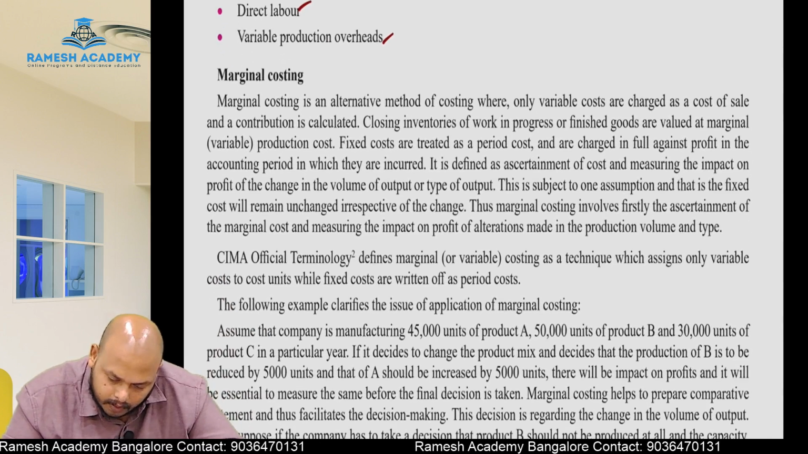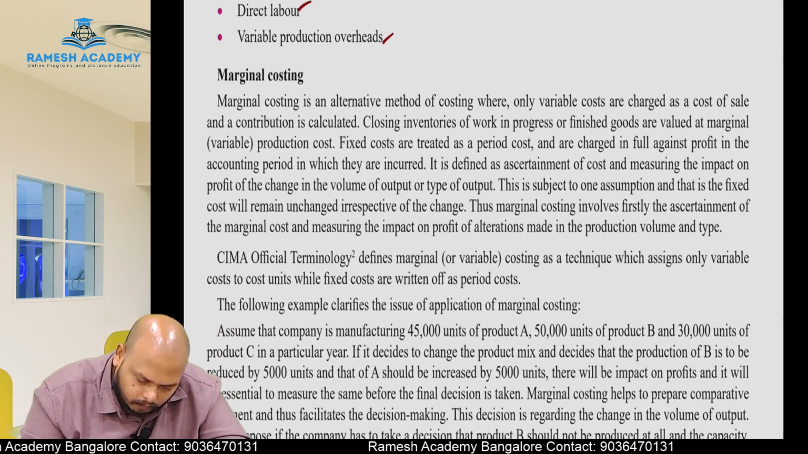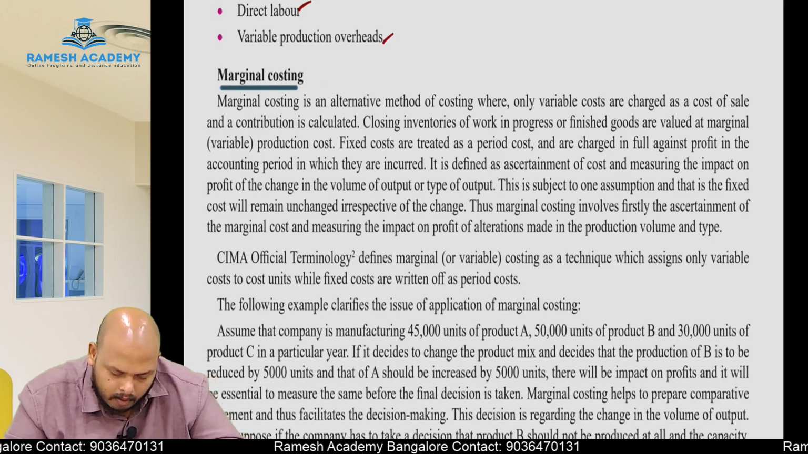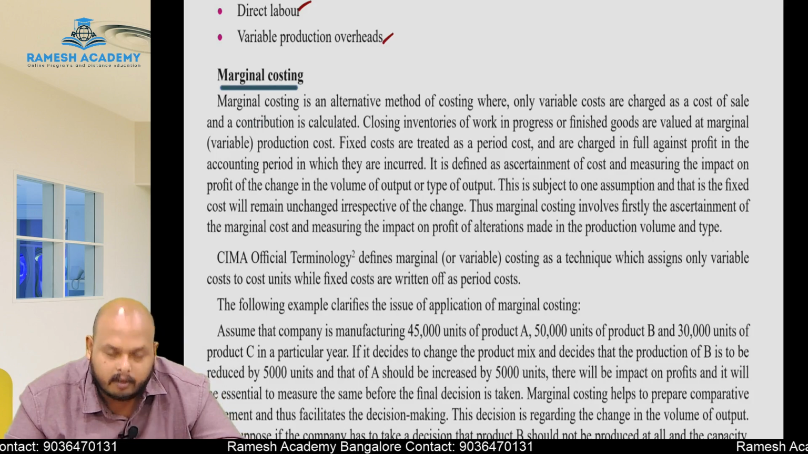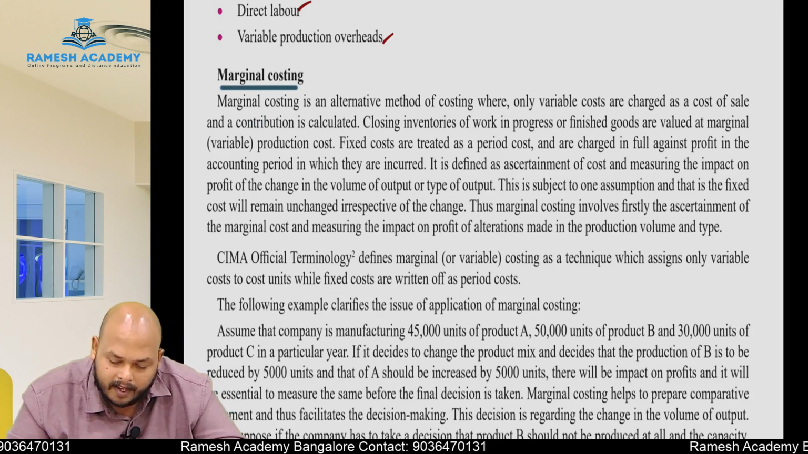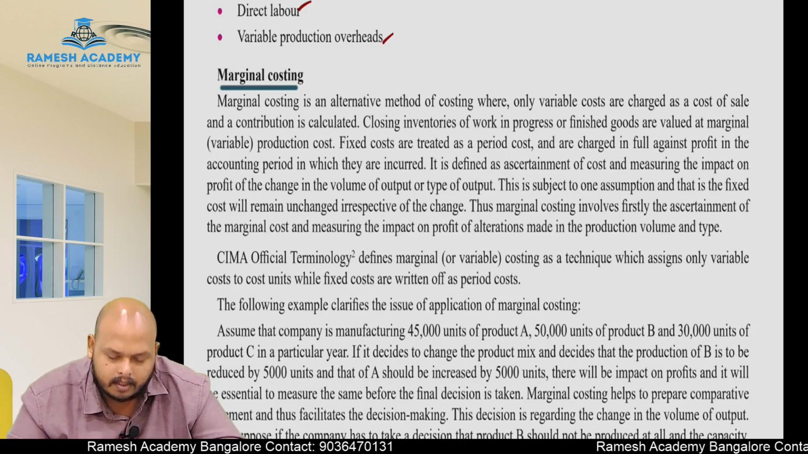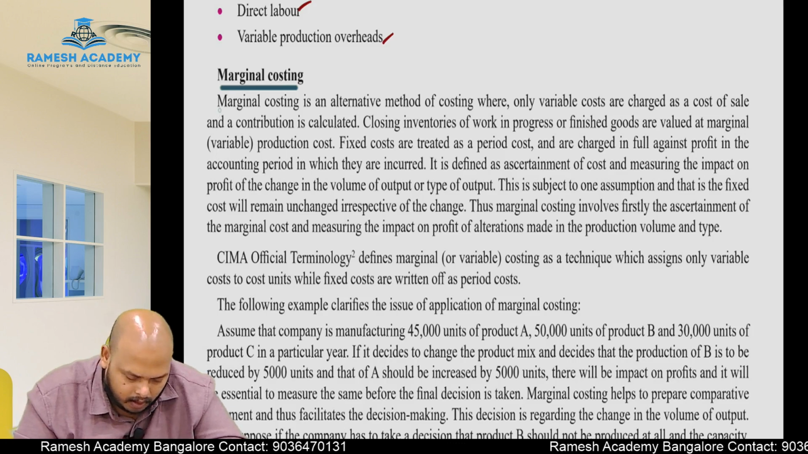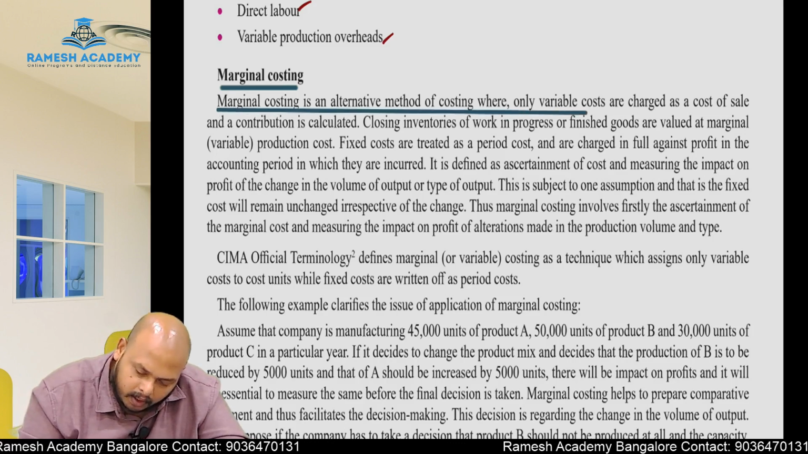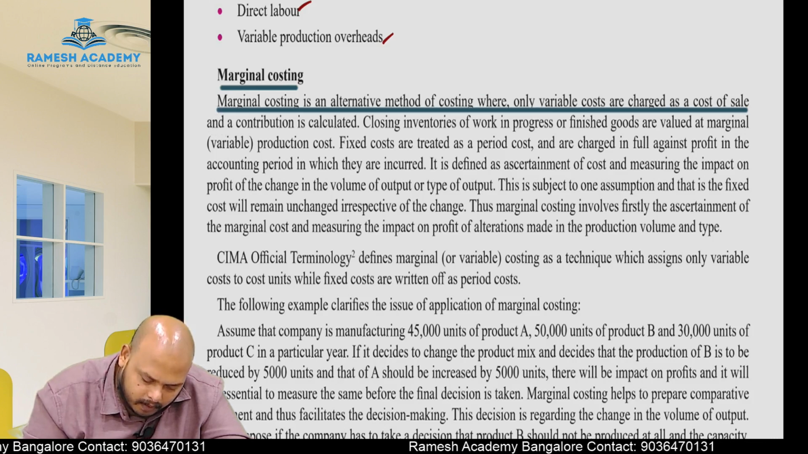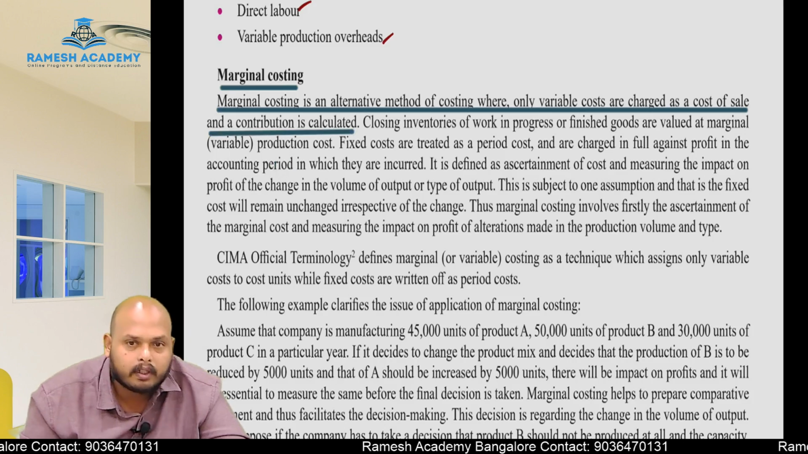Next, marginal costing. What do you mean by marginal costing? Marginal costing is an alternative method of costing where only variable costs are charged as a cost of sale and a contribution is calculated.